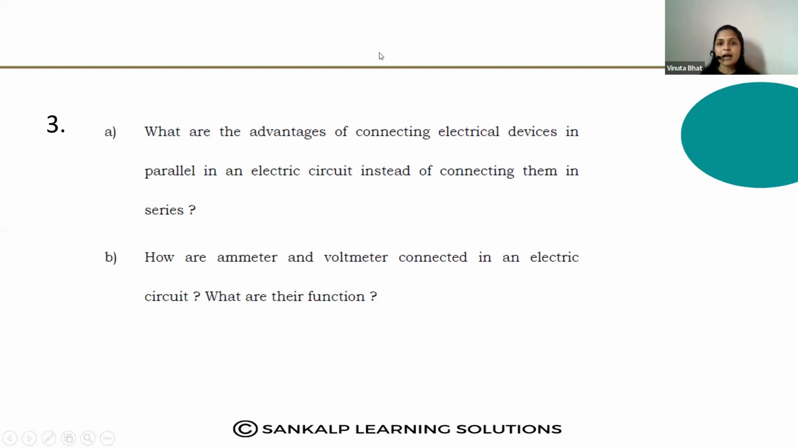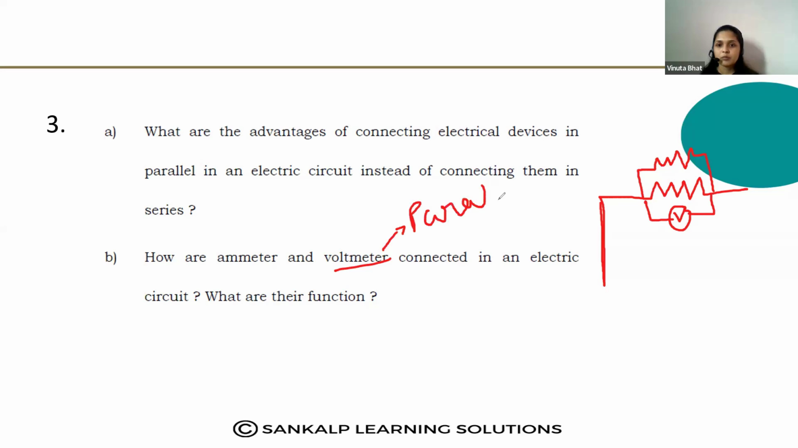How are an ammeter and voltmeter connected in a circuit, and what is their function? Here, just imagine this is the electric circuit. Here, resistors are here. Here, the voltmeter is connected parallelly like this. Voltmeter connected in parallel, and the ammeter connected in series.